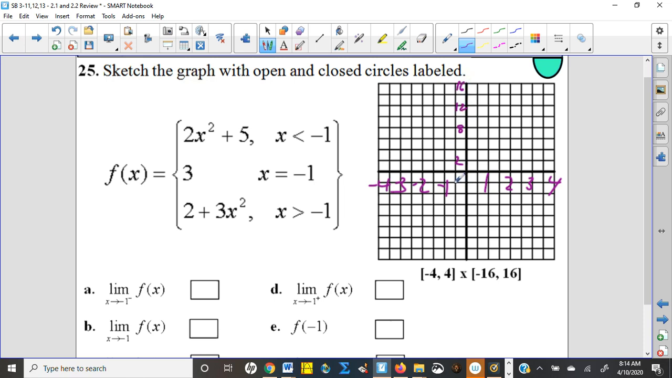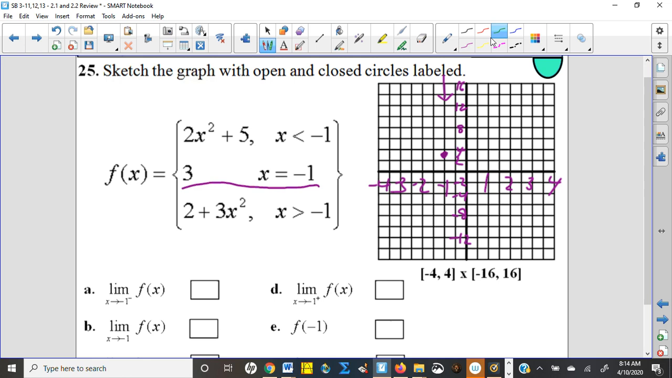Okay, -2, -4, -6, -8, -10, -12. So pay attention to scales so that we get proper analysis. But what we're really looking for is this breakpoint right here at -1. Actually, at -1, it looks like we have a value of 3. So -1, 3. So 3 would be between 2 and 4. So we'll go right there. Okay. That's the actual function's value at -1.